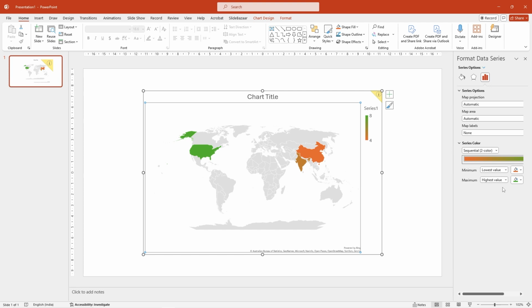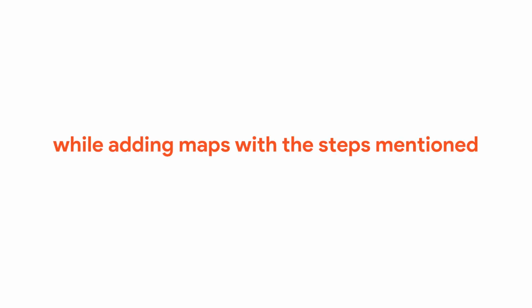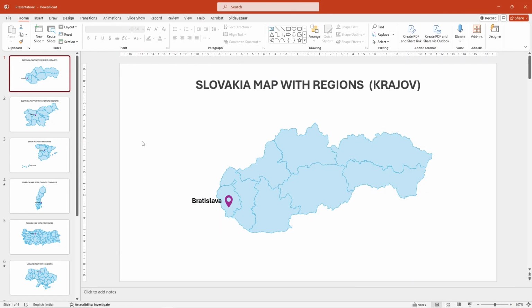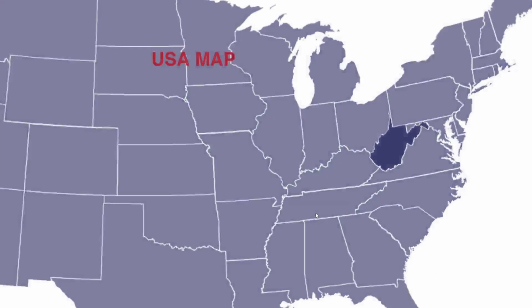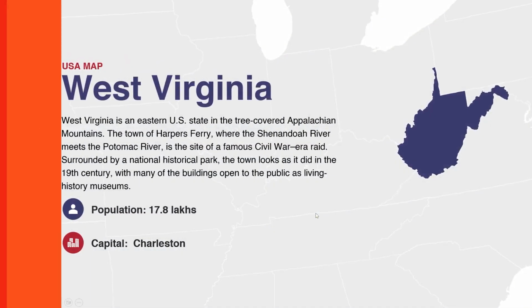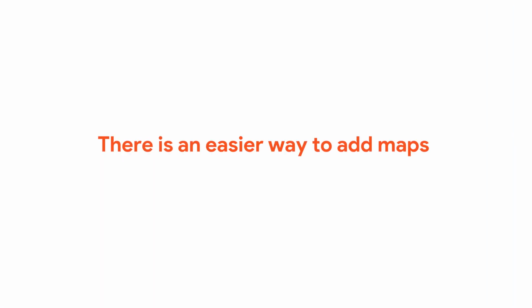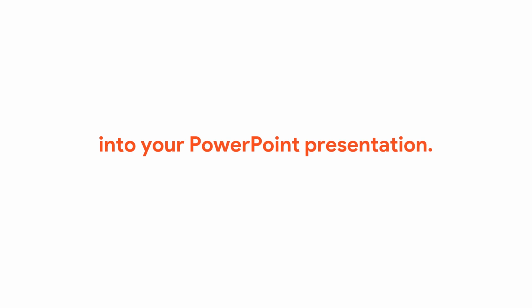That's pretty much all you need to know about inserting a map into PowerPoint using the features found in PowerPoint itself. There are, however, many limitations while adding maps using the steps I just mentioned. For example, if you just want to add a few places or create a slide zoom animation like this, there is an easier way to add maps into your PowerPoint presentation.